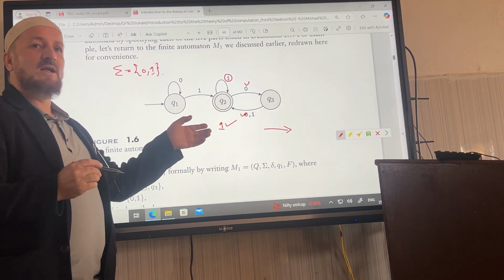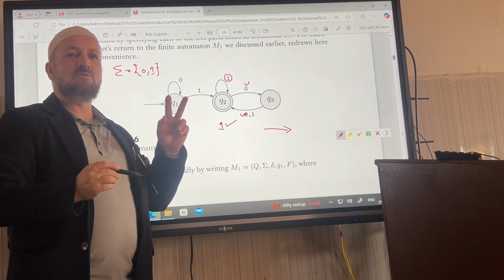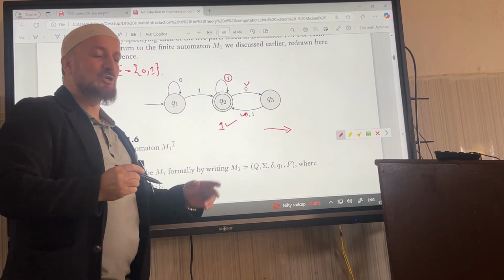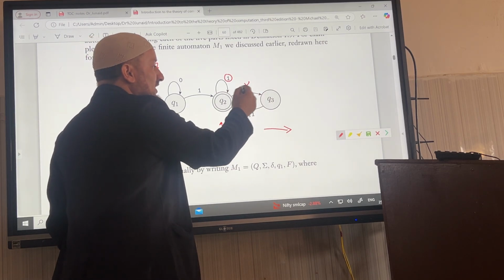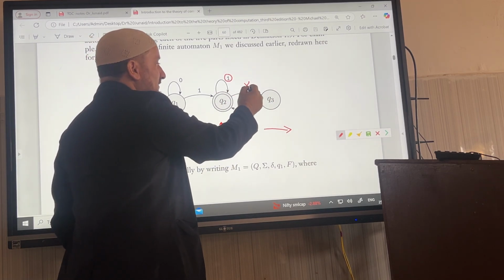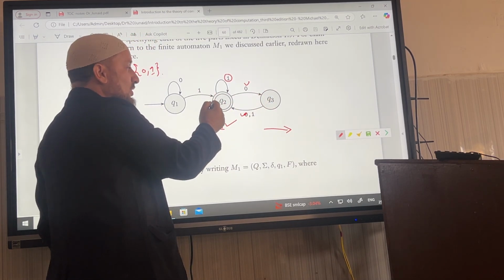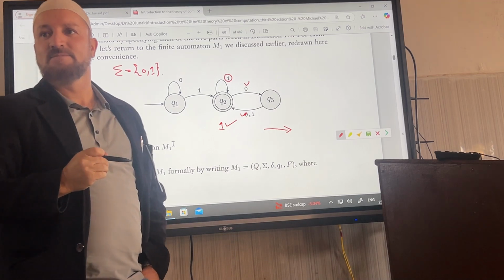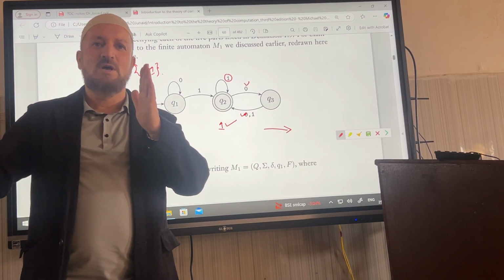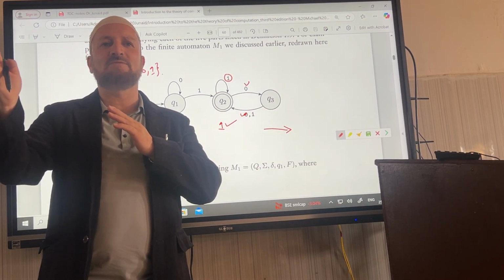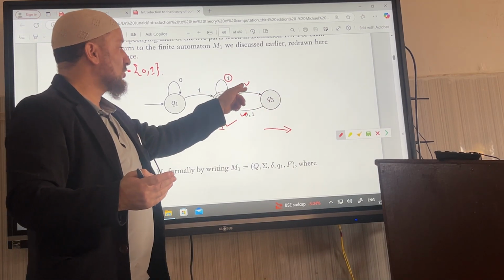And it accepts all those strings which end with 00. It should end with 00, two times 0, then it will accept. If it is a single 0 or 3 zeros, it goes here. 4 zeros accept, 5 zeros no, 6 zeros accept, 7 zeros no, 8 zeros accept. So it should have an even number of zeros at the end. After the last 1, there should be an even number of zeros. The moment any 1 comes and you want to stop at 1, it will accept. But for 0, you need to have 2 zeros.